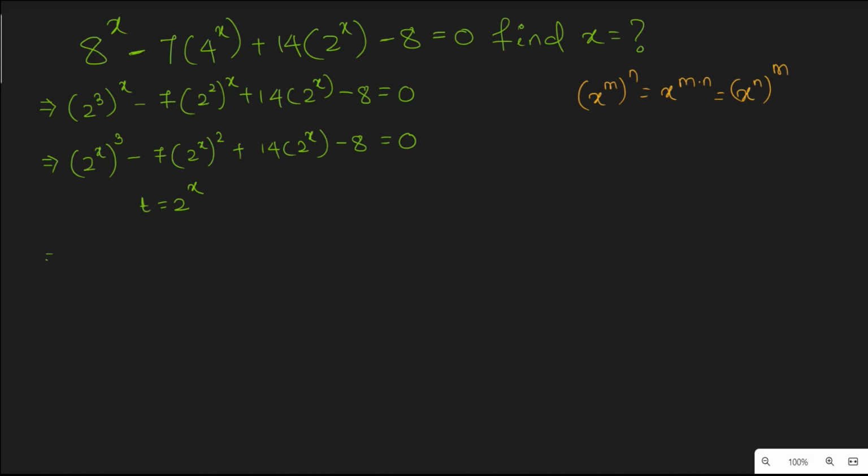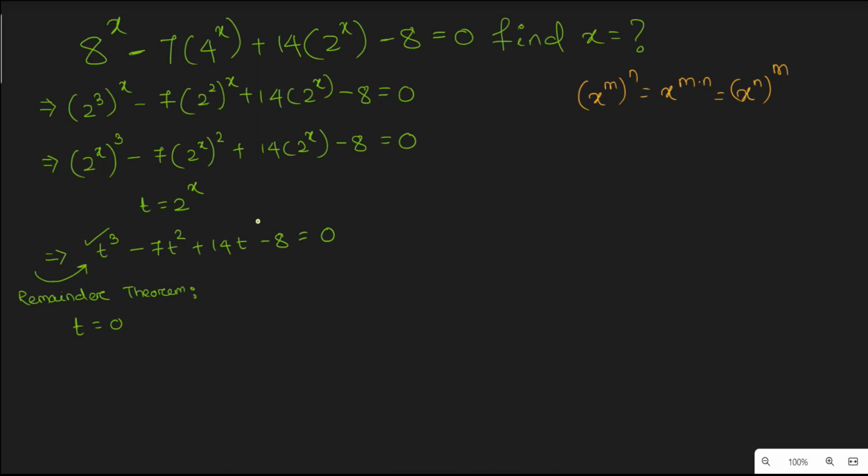So we can rewrite this equation as t cube minus 7t square plus 14t minus 8 is equal to 0. So now we need to solve this cubic equation. Let us apply the remainder theorem. Check this equation for the value t is equal to 0.